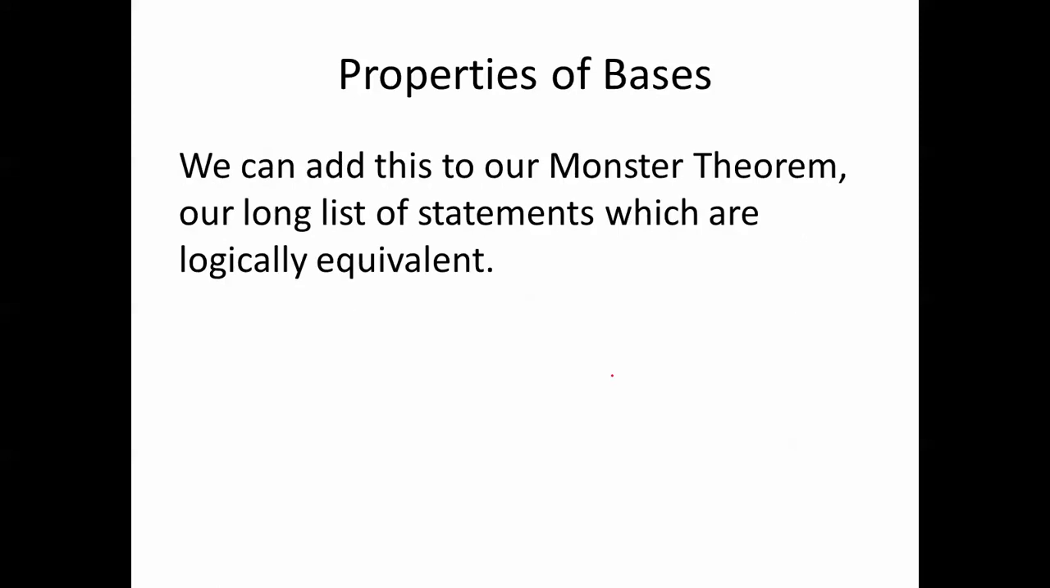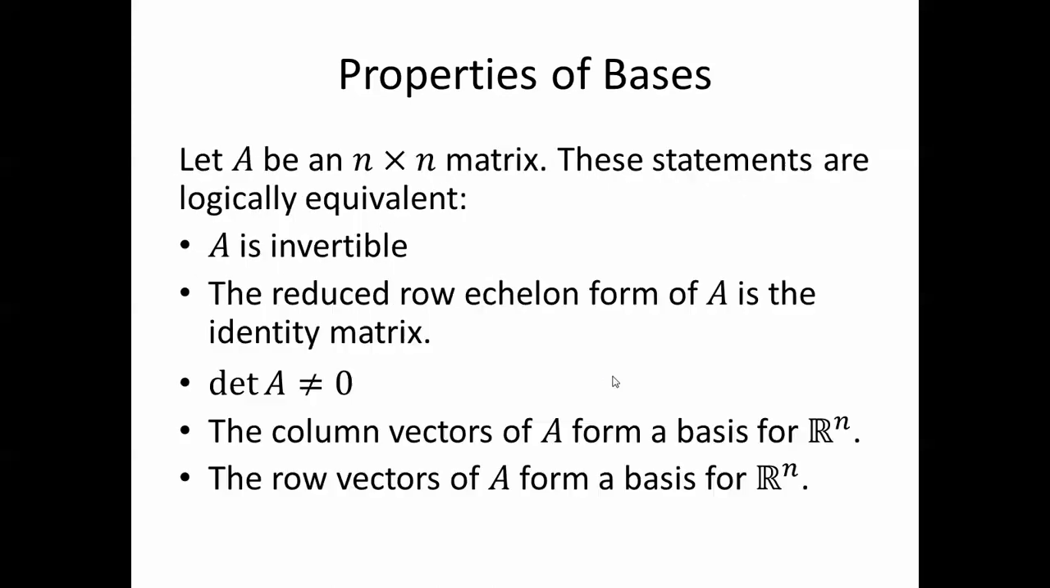We can add this to our monster theorem, our long list of statements which are logically equivalent. We call it the monster theorem. Let A be an n by n matrix. These statements are logically equivalent. A is invertible. The reduced row echelon form of A is the identity matrix. The determinant of A is non-zero. The column vectors of A form a basis for Rn. The row vectors of A form a basis for Rn. This is what we're adding to our monster theorem, that long theorem.